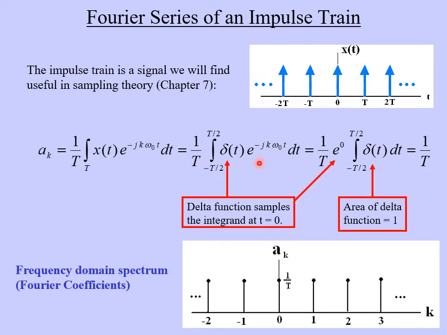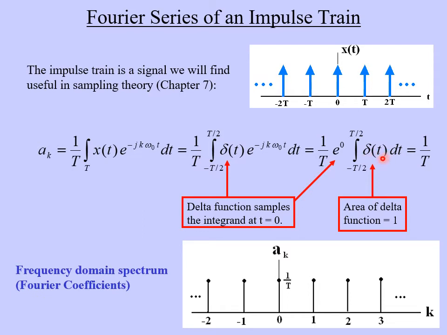This looks at first sight kind of nasty, but it's actually not, because remember, whenever we have a delta function inside an integral, this delta function forces t to take on the value of 0. So look at the t in this e to the minus jk omega naught t. That t is forced to be equal to 0 by the delta function. Remember, this is the sampling property we learned about back in chapter 2. So this becomes e to the 0, which is just 1, and we can bring that out in front of the integral, and all we're left with inside the integral symbol is a delta function.